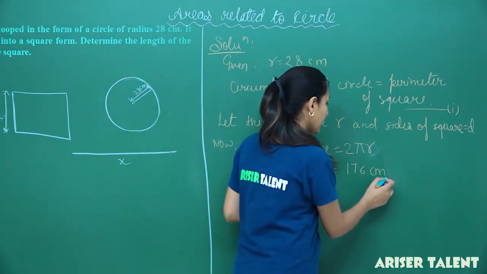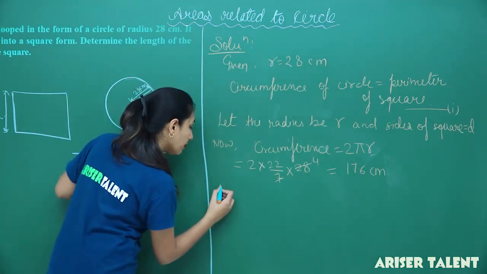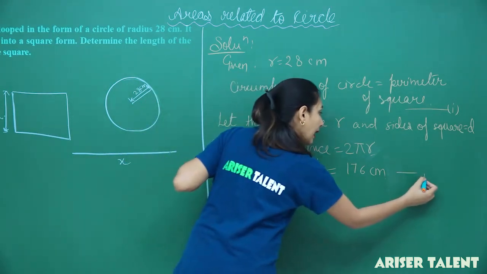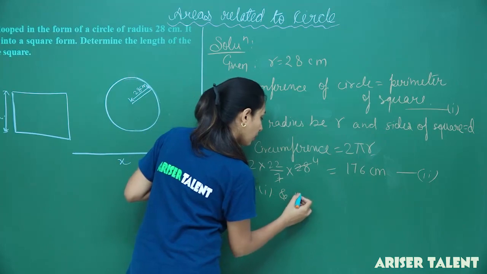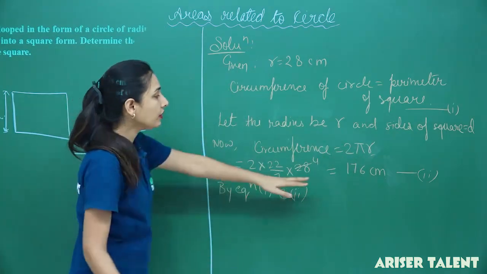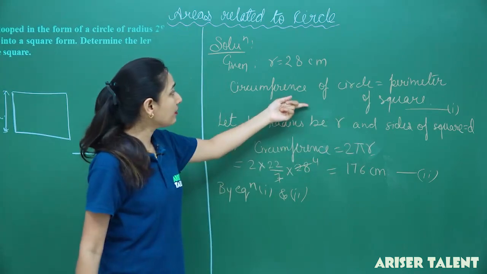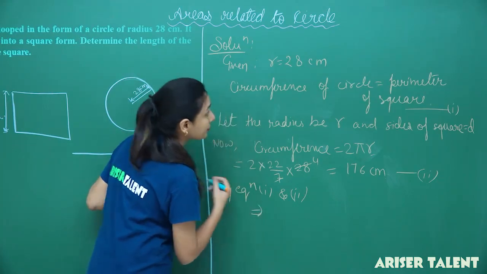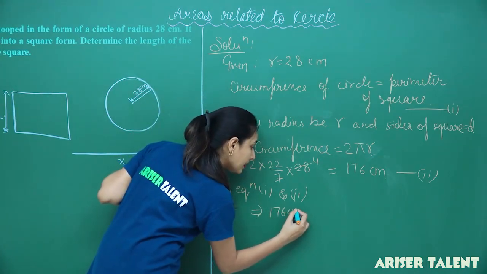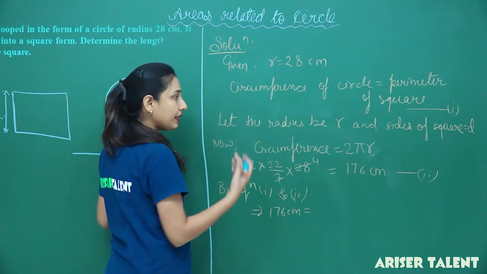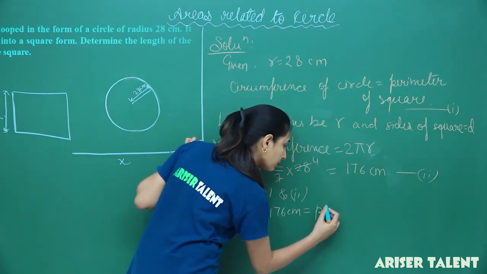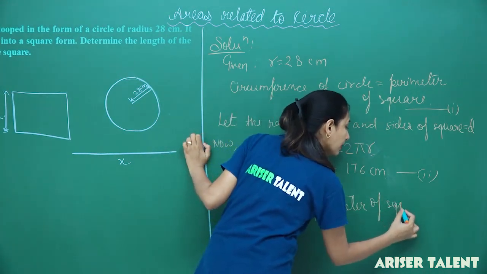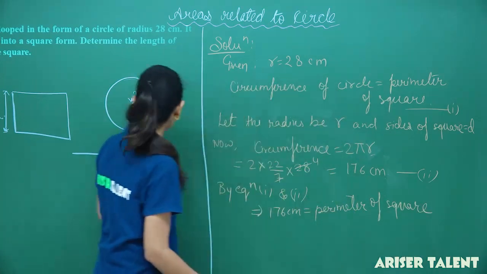Okay, so now by equation 1 and 2, this is the circumference I have found. 176 is the circumference of the circle, that is equal to pi meter square. Okay, this implies that 176 centimeter equals nothing but what? The perimeter of the square. Now, what is the perimeter of a square, student?